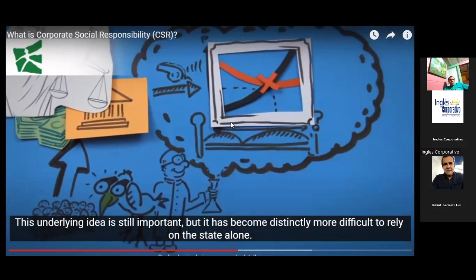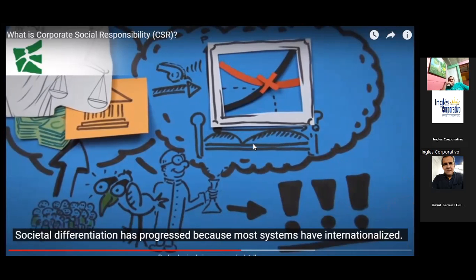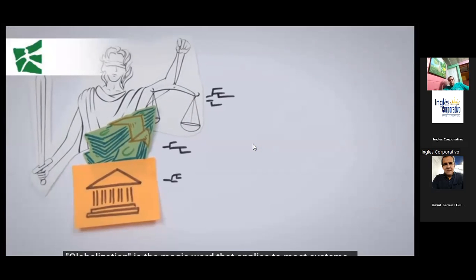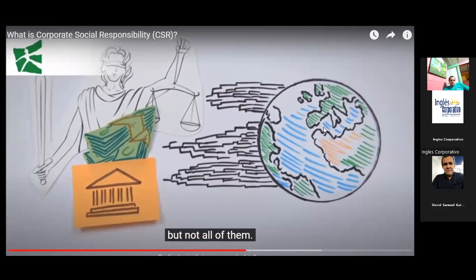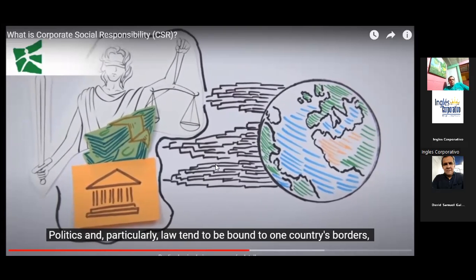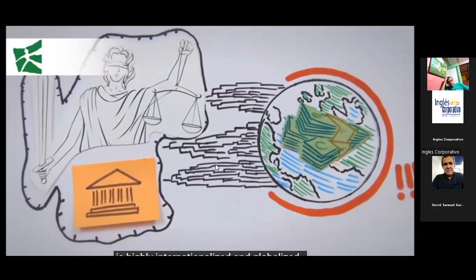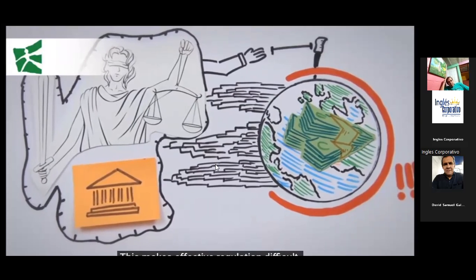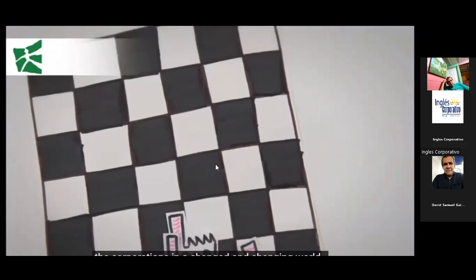This underlying idea is still important, but it has become distinctly more difficult to rely on the state alone. Societal differentiation has progressed because most systems have internationalized. Globalization is the magic word that applies to most systems, but not all of them. Politics, and particularly law, tend to be bound to one country's borders, while the economy, above all, is highly internationalized and globalized. This makes effective regulation difficult. Thus, it is now not only about the classic rules of the game, but also about the moves of the players, the corporations, in a changed and changing world.